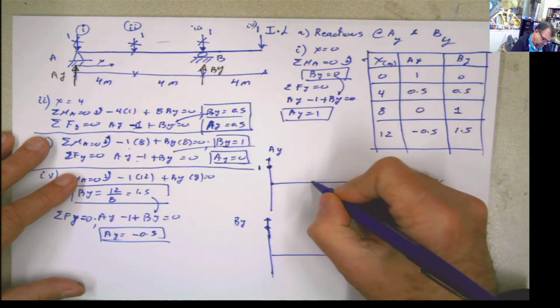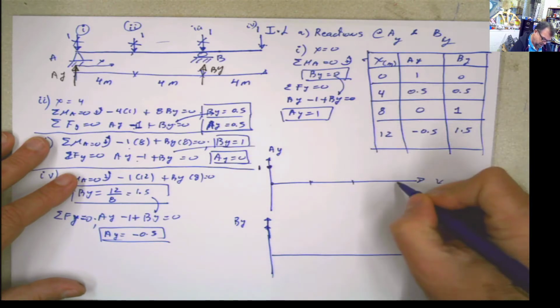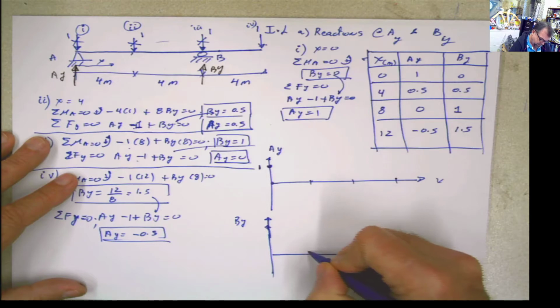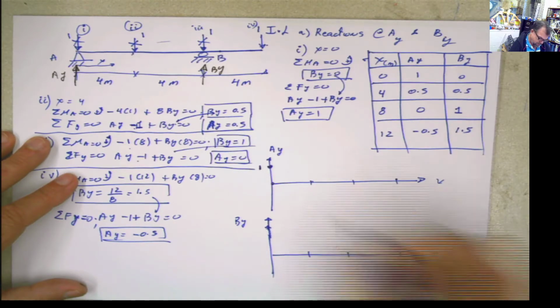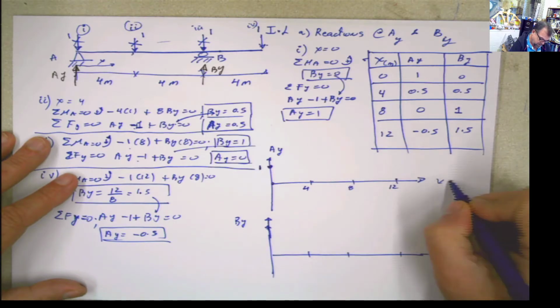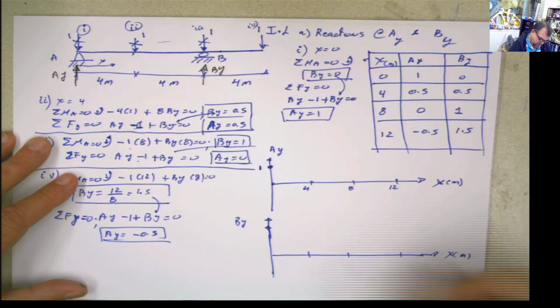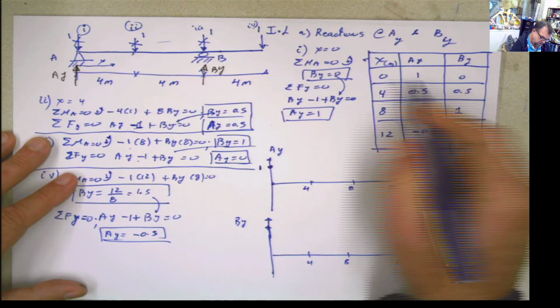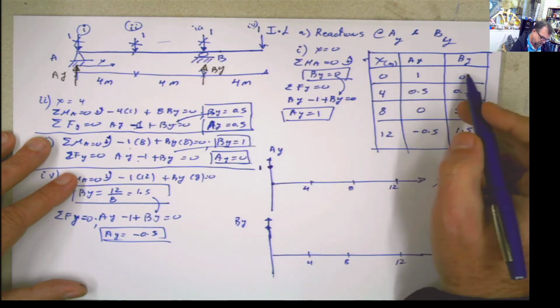4. Let me put the 4 here, the 8 here, and the 12 here, and then let me do the same thing for these two. So this is going to be 4 meters, 8 and 12, and this is in meters, and this is 4, 8, 12. So this is 0, 1, 0, 1, perfect.